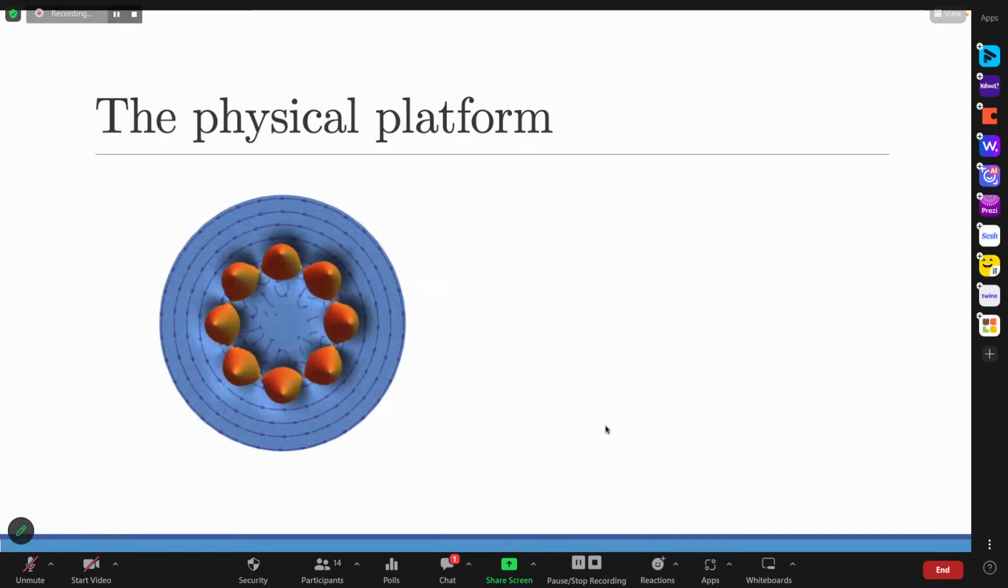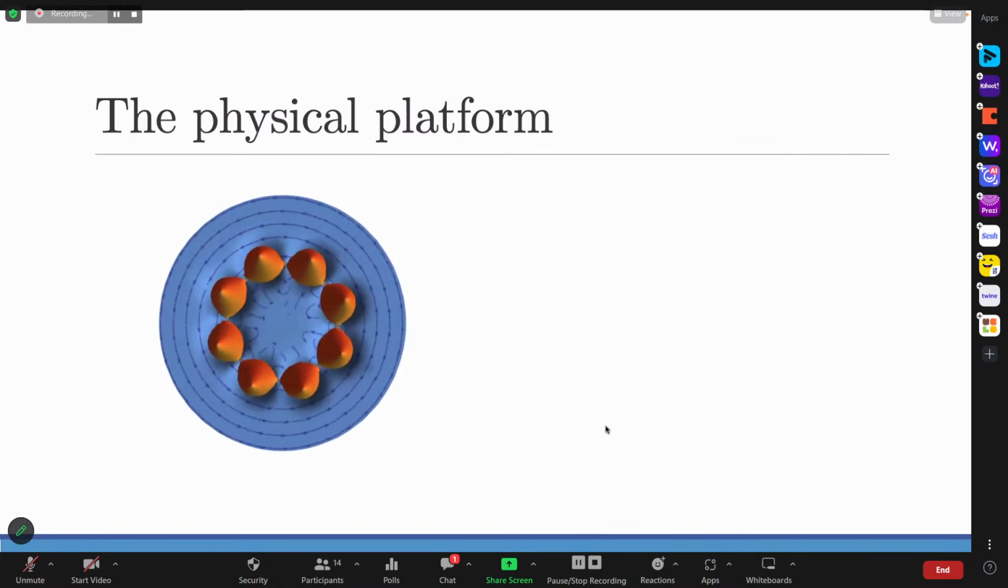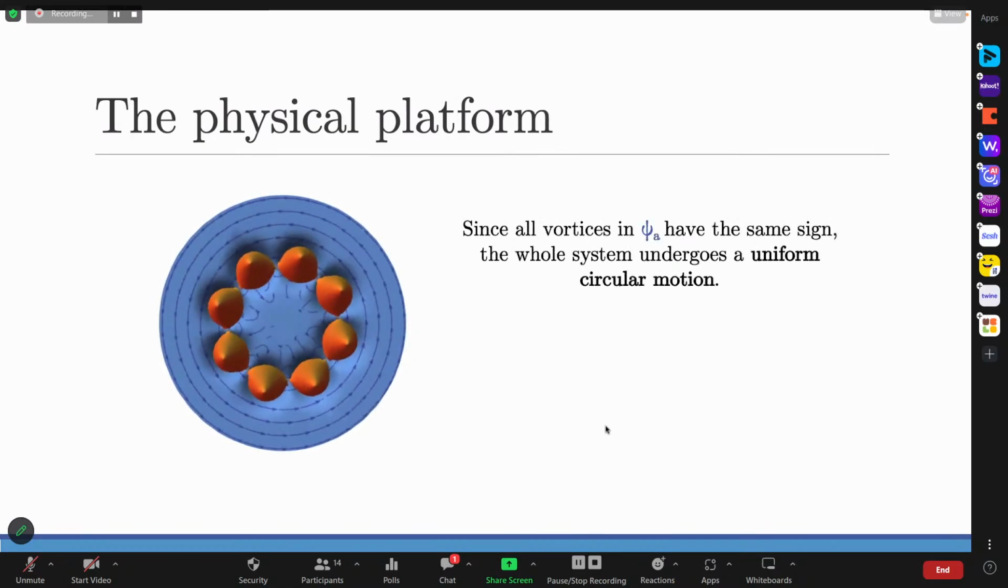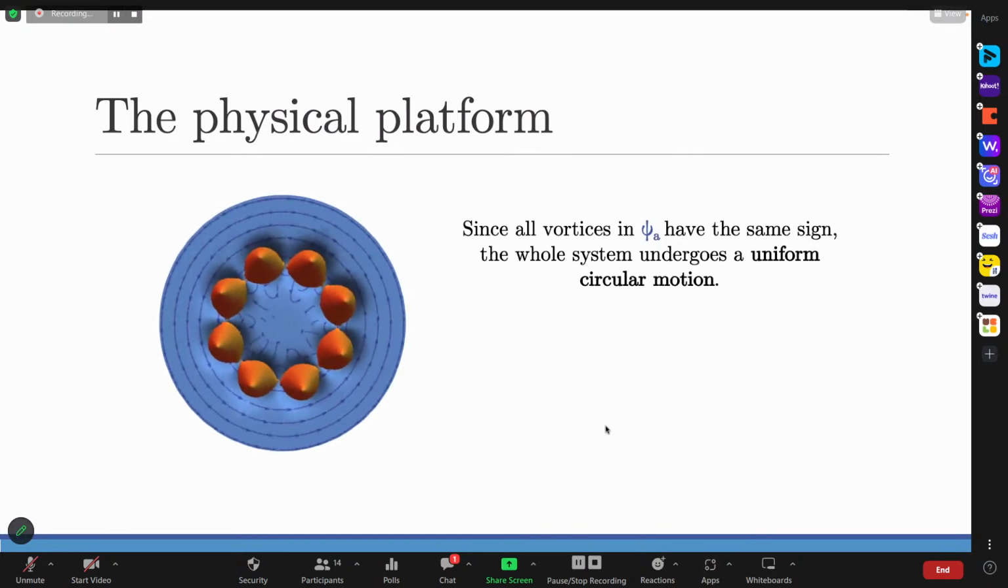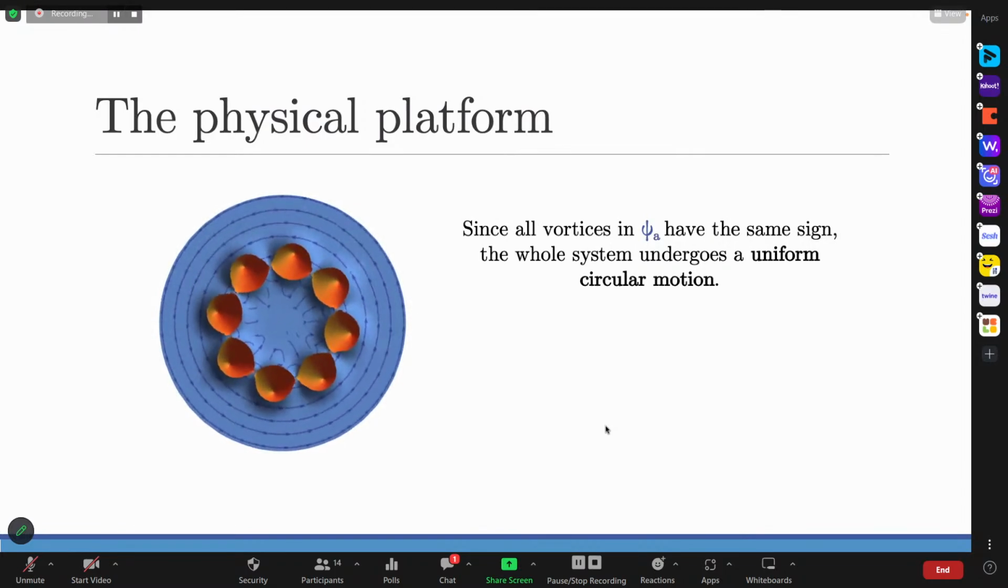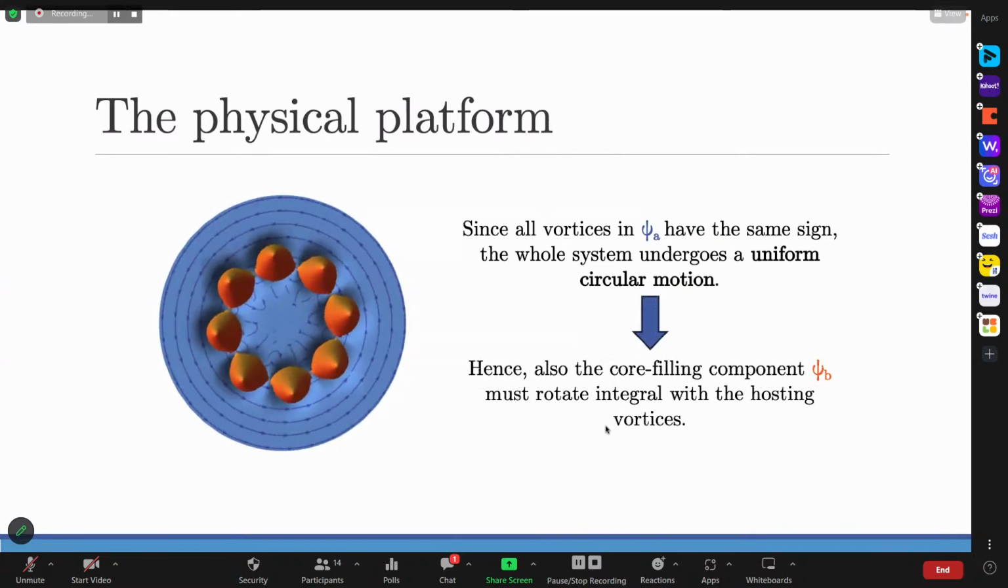And the peculiar thing of this system is that since all the vortices in the majority component have the same sign, all the system is rotating around its axis. So let's say the ground state of this system is characterized by a uniform circular motion.